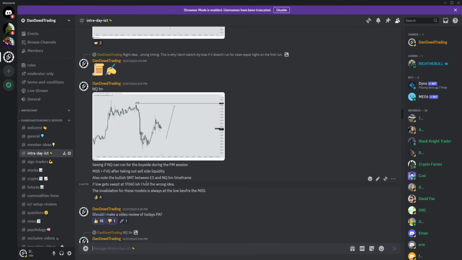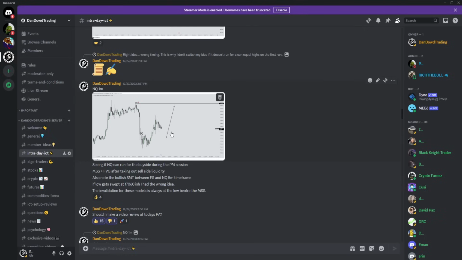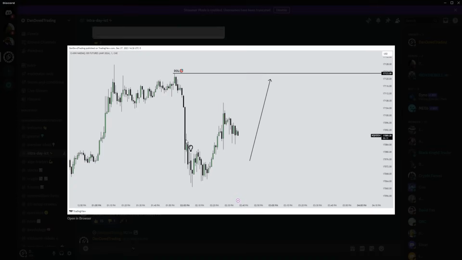So here's an example of some stuff that I post in my Discord server. Every single day, I'm going on to the lower time frames in these markets, looking for setups, and I share ideas where I believe price is heading. So this is on the 27th. We had a bullish 2022 model. I'll mention that. So I'll go, we had a market structure shift plus fair value gap after taking out sell side liquidity. So I'm anticipating next to see if price can run for the buy side during the PM session.